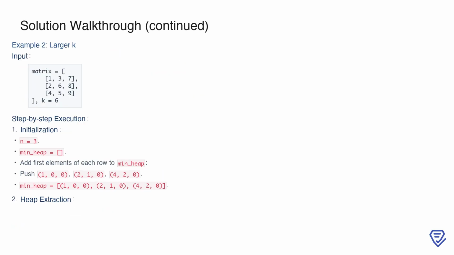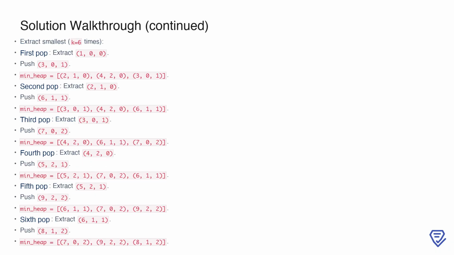In this example, we're working with a larger matrix, and k is set to 6. Again, we initialize n as 3 since the matrix is 3 times 3. We create an empty min heap and add the first element of each row to it. These are 1 from row 0, 2 from row 1, and 4 from row 2. Each of these elements is added as a tuple with its value and corresponding row and column indices. After this step, the min heap consists of (1, 0, 0), (2, 1, 0), and (4, 2, 0), which are the smallest elements from each row.